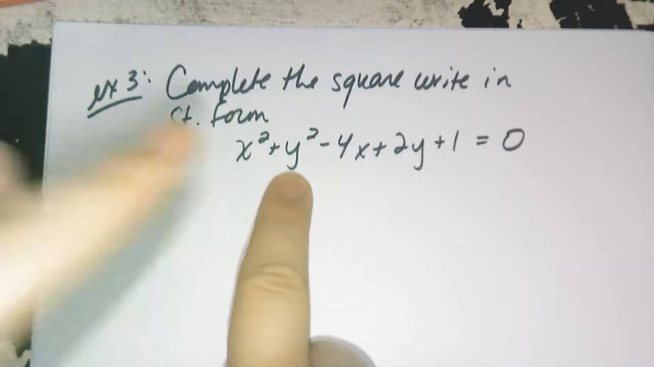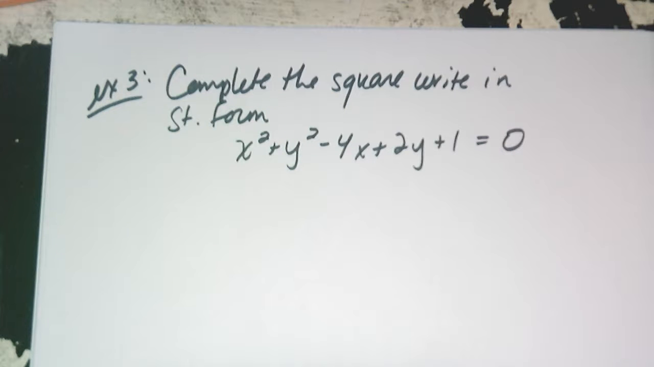How do I know it's a circle? You have an x squared and a y squared. Okay, you need to complete the square and write it in standard form. And if you don't remember how to complete the square, I'm going to show you again, remind you how to do it.